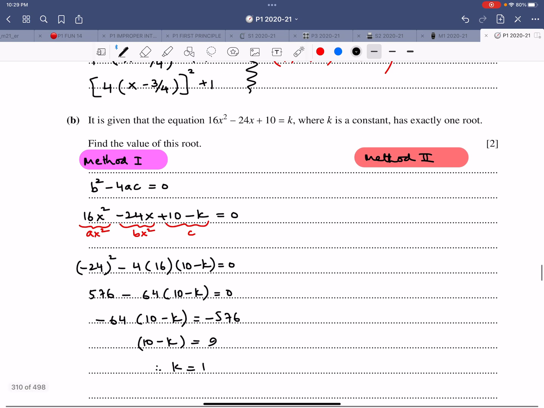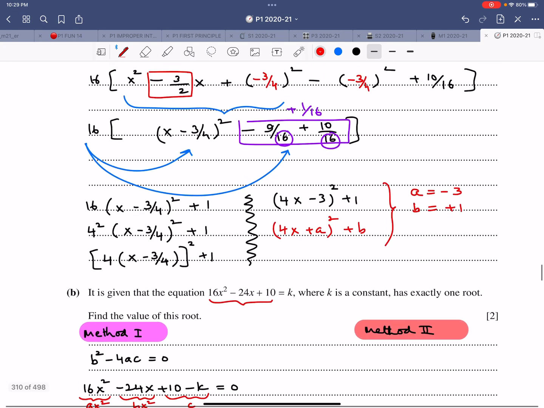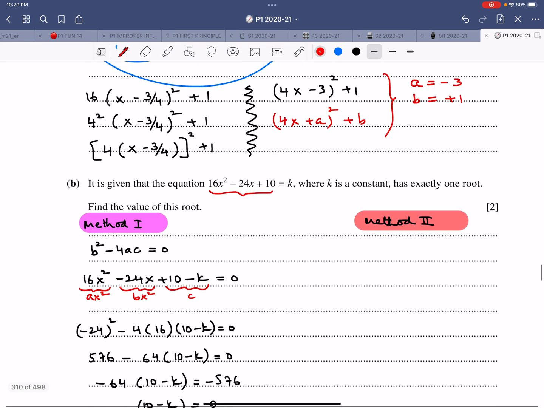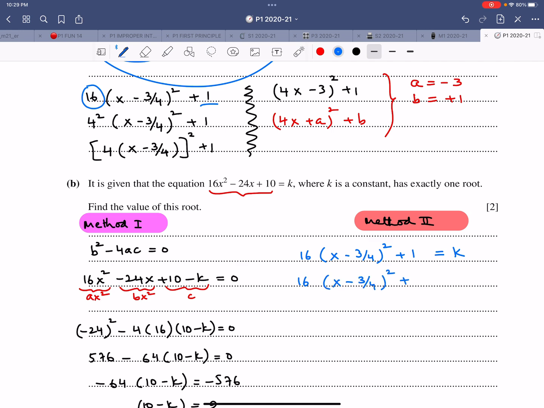But there is also another way. That other way is, if this is written in the completed square form, which we already have, choose any one of them. For example, this one. So this is 16, the original completed square form, x minus 3/4 whole square plus 1 equals k, and this is 16 x minus 3/4 whole square plus 1 minus k equals 0.